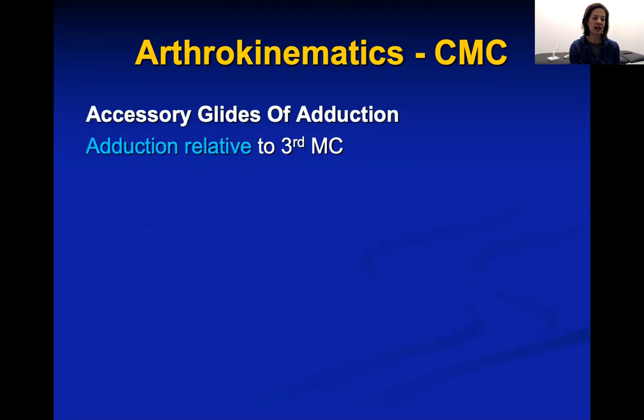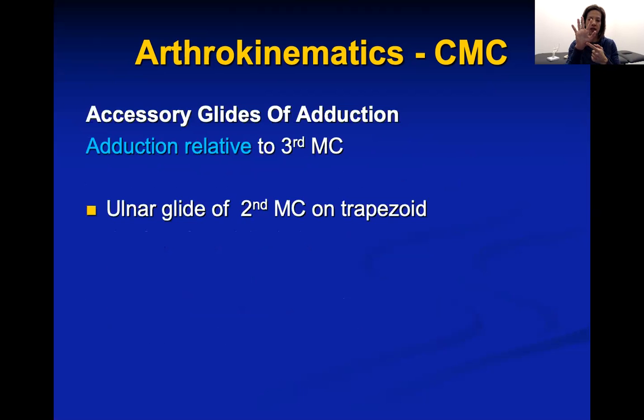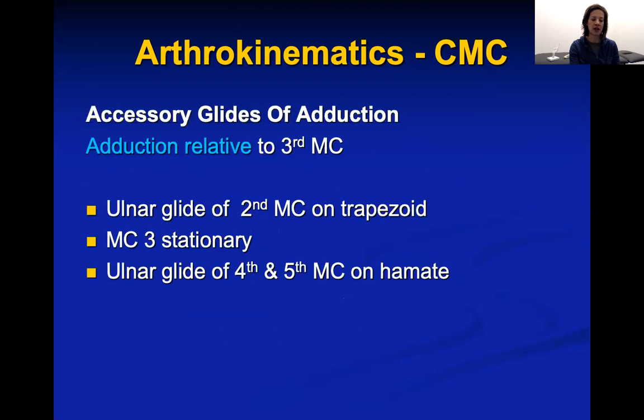And again, accessory glides of adduction relative to the third, ulnar glide of the second, because if we're adducting the second here, the glide will be in the same direction because it is concave. And then also with the fourth and fifth would be more of an ulnar glide, again, because if we're adducting the fourth and fifth to the third, then there will be movement of an ulnar glide, because it would be a convex on concave movement.